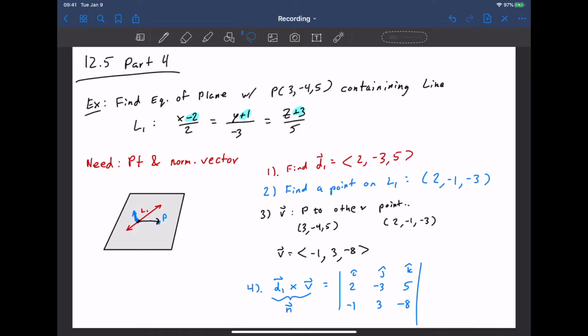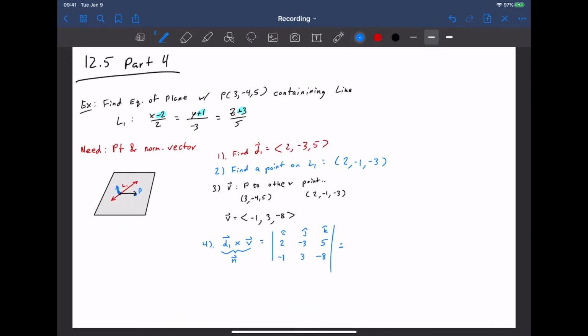Through the magic of editing, I'm about to shrink this. Poof. I have 24 minus 15 in the I direction, negative 16 plus 5 in the J direction.